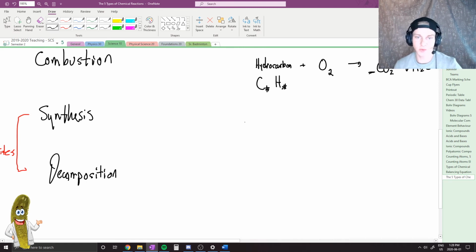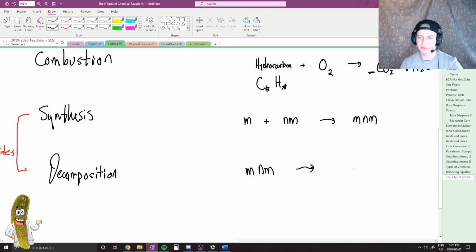Synthesis. The way synthesis works is it is a metal and a nonmetal that are separate and then they come together. Very simply, that's what a synthesis reaction is. A cation and an anion, or a metal and a nonmetal, separate, and they come together to form a metal and a nonmetal. And then decomposition is the opposite of that. That's where we have something that was previously formed, and that's going to decompose into its separate individual parts, where it's going to break apart.